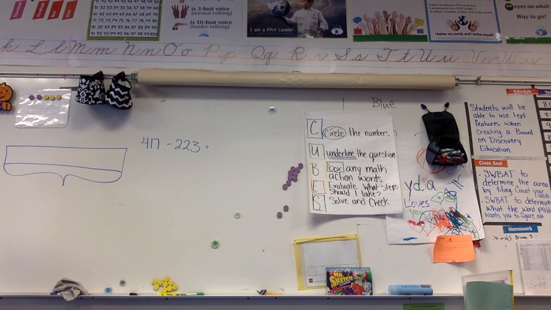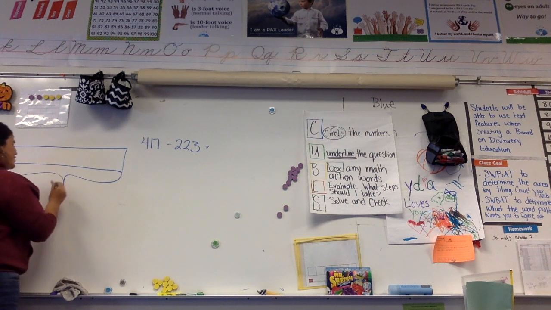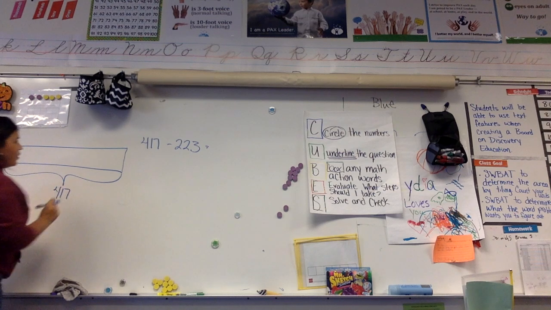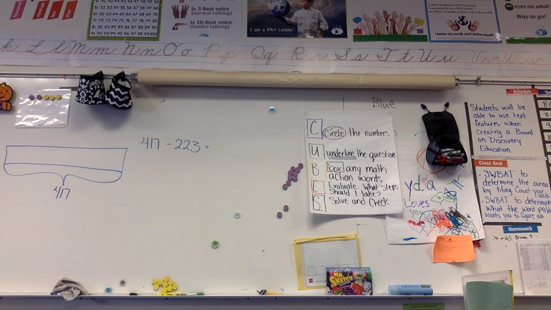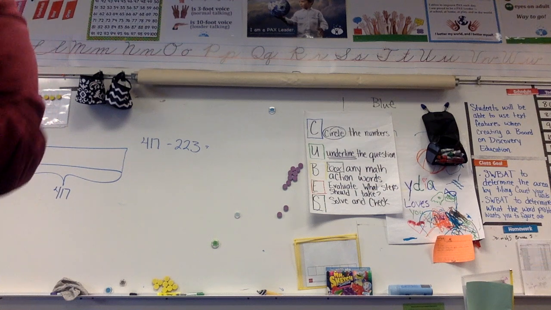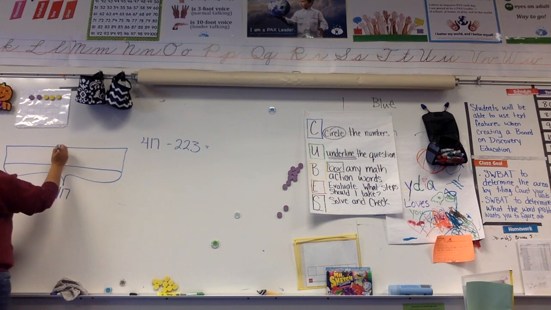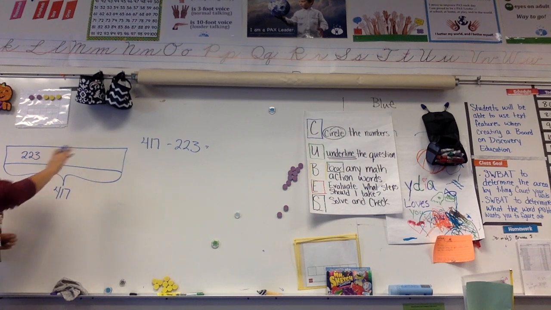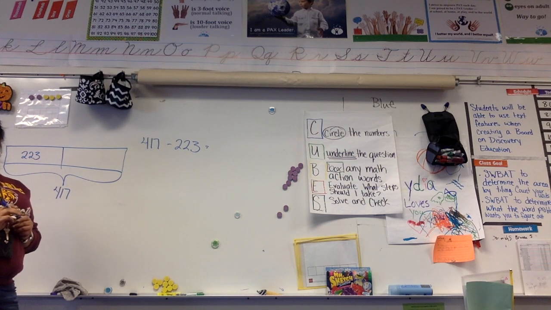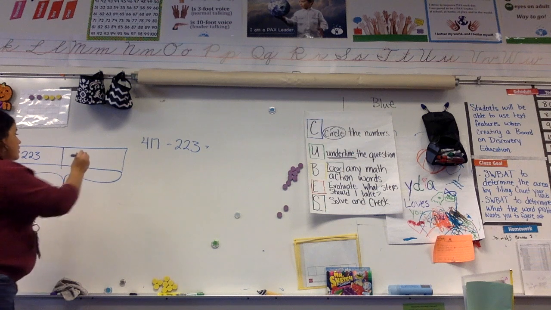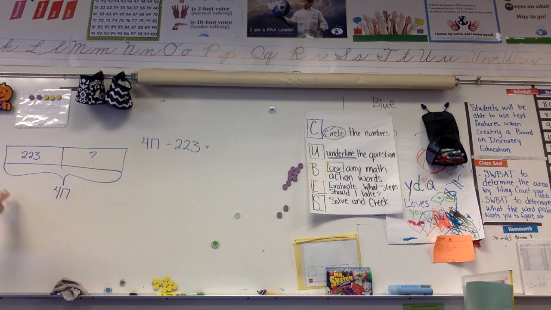Thank you, Monica. Next time, raise your hand. Okay, 417. Okay, now there is a part that we know. Okay, Angelique, I was on you. So what's the part that we know? So part of this is 223. Then what's this? Do we know it? No. Okay. So this would be my tape diagram for this problem until I solved it.